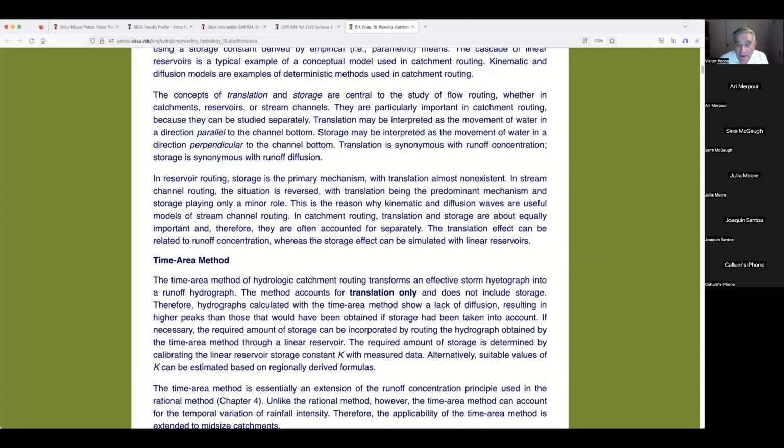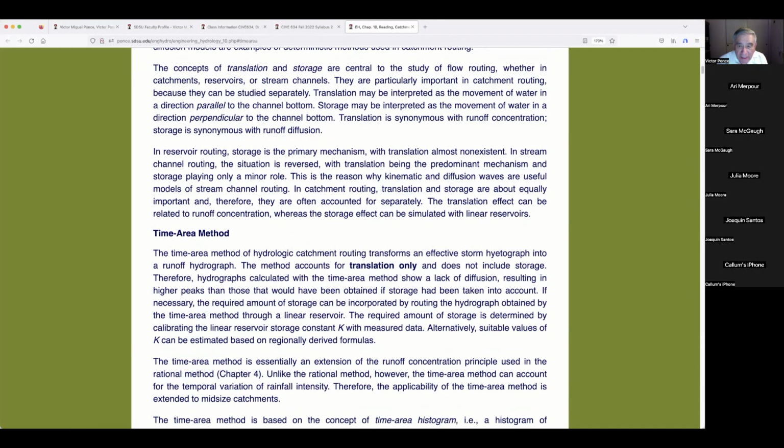Okay. The translation effect can be related to runoff concentration. So let's not get confused in here. Runoff concentration, which is the rational method, it is convection. It's not diffusion. The storage effect can be simulated with linear reservoirs. A linear reservoir is a reservoir. And the main feature of a reservoir is that it provides diffusion. Therefore, the linear reservoir can be used to produce storage effect. Okay. So that is the mechanics of this whole thing as we get started here.